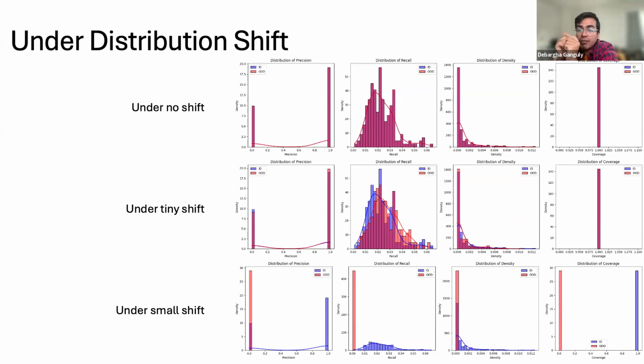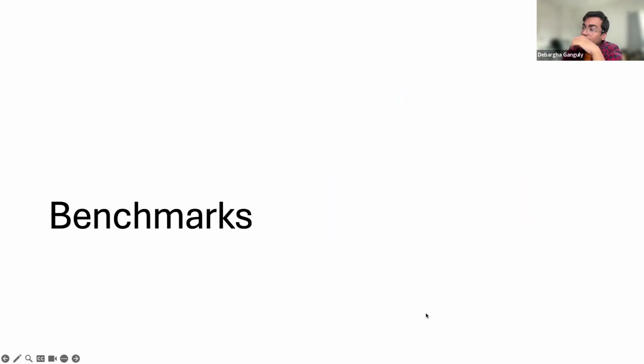But if you just shift it by 0.01, right, this is just a tiny shift that we make to the mean of the distribution, and they start diverging very quickly, as you can see over here. And under a small shift, that is a 0.1 change to your mean and covariance matrix, you end up with very different distributions of these data points. And this is what we're really looking at.